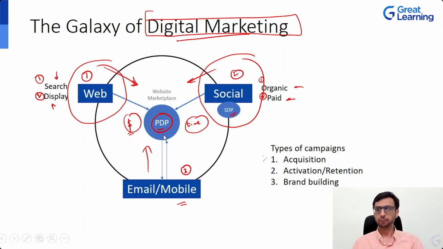That brings us to the three kinds of digital marketing campaigns that you will ever run in your life as a digital marketer. The first kind of campaign is the acquisition campaign, where neither do your customers know you, and possibly more importantly, you don't know your target customers.